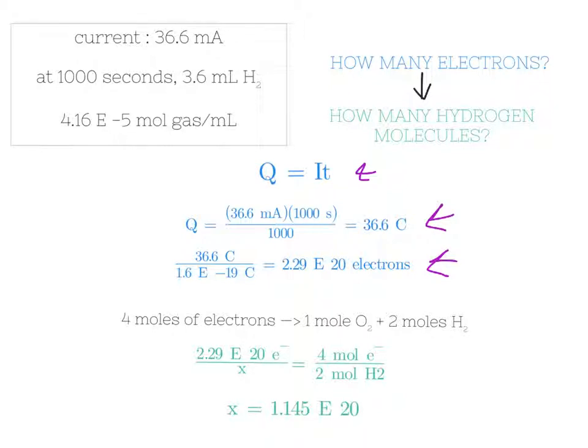Now, this will allow us to find how many hydrogen molecules there are. We're going to set up a proportion from an equation we used earlier during the setup. We know that for every 4 moles of electrons, we get 1 mole of O2 and 2 moles of hydrogen. However, we didn't measure oxygen, so we can just ignore that. So for every 4 moles of electrons, we get 2 moles of hydrogen. That's where this bit comes from. So now it's just about setting up a proportion. We have 2.29 times 10 to the 20th electrons over x is equal to 4 over 2. We can cancel out the moles from this, and we get 1.145 times 10 to the 20th molecules of hydrogen.